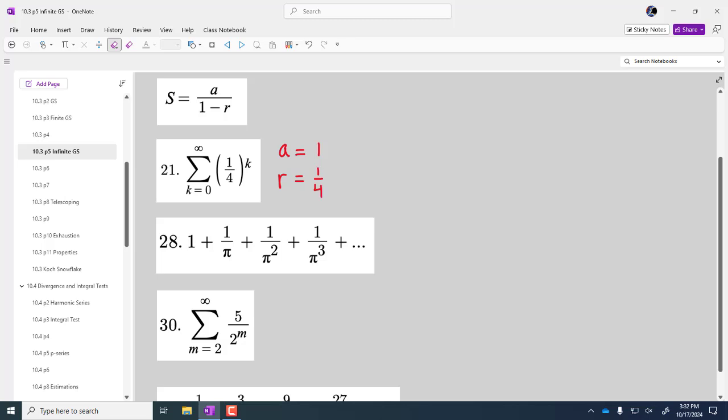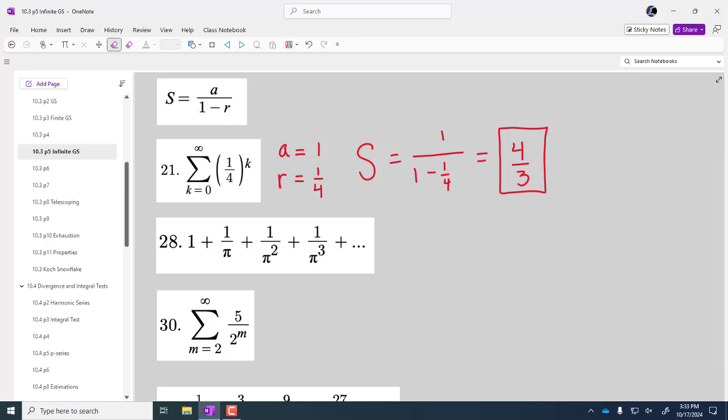So the R value is a quarter. The A value is 1, because 1/4 to the 0 is 1. So this S will be A divided by 1 minus R. That will end up being 4/3. 1 minus a fourth is 3/4, and 1 over 3/4 is 4/3. Good?